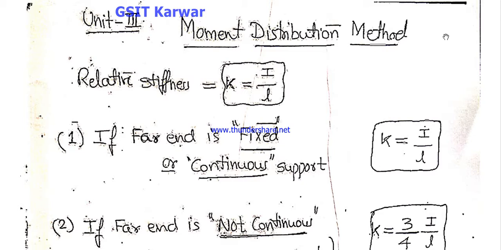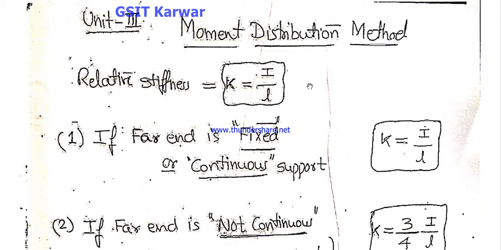Let us take or note down the important points in your notebook, and let us see what the steps are in the moment distribution method. In this method, very first we should understand the relative stiffness. For calculating relative stiffness, we are using this formula: K is equal to I by L.